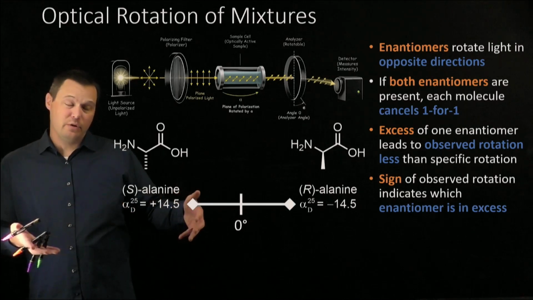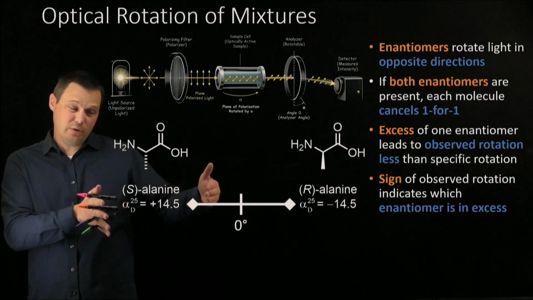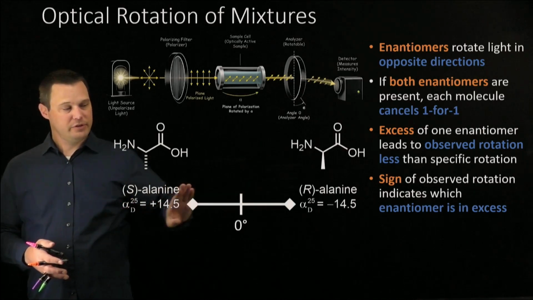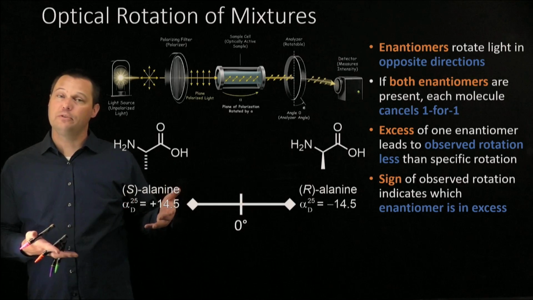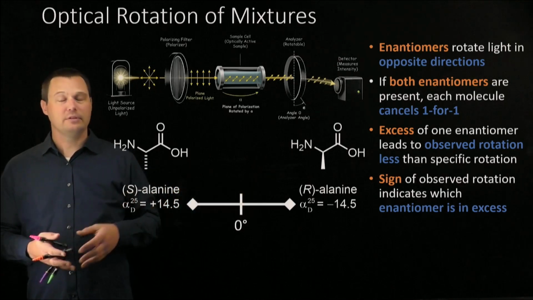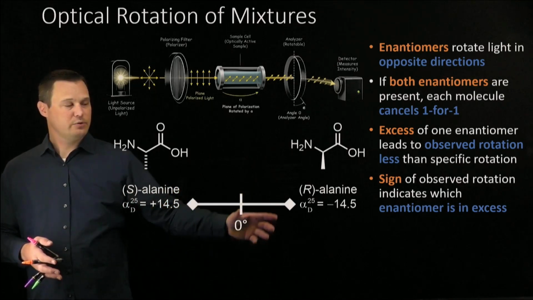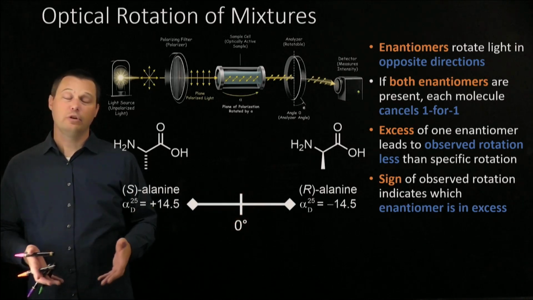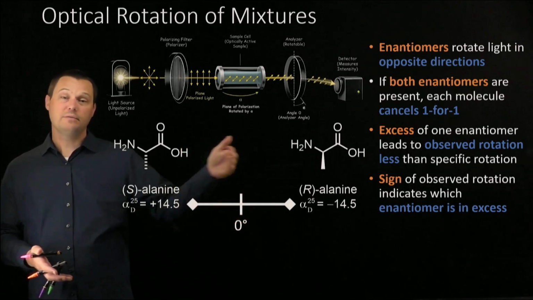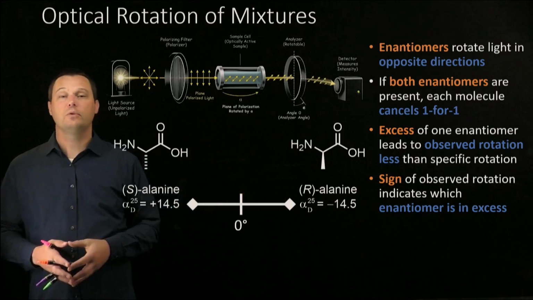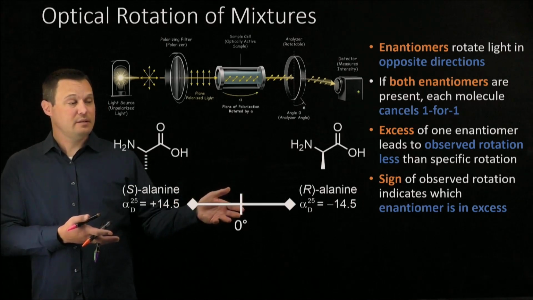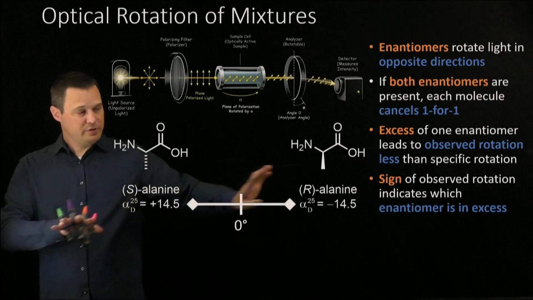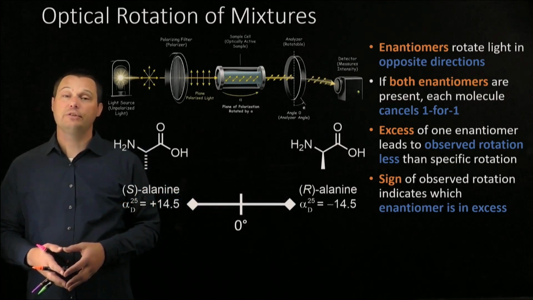Second, the magnitude of the observed rotation tells you how close that sample is to being a pure enantiomer. The closer the observed rotation is to 14.5 in either direction, the closer the sample is to being a pure enantiomer. The closer the observed rotation is to 0, the closer it is to being a 50-50 mixture. And rule number 3, observed rotations must fall in between positive and negative 14.5. We should never expect to see a rotation of positive or negative 20 for a mixture of alanine, because 14.5 degrees is the maximum rotation for a pure sample.